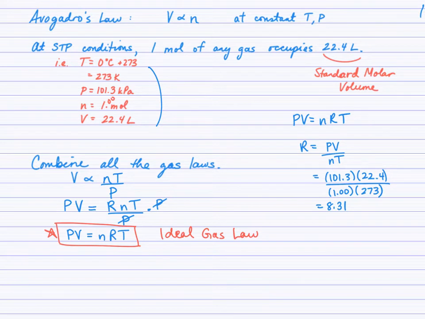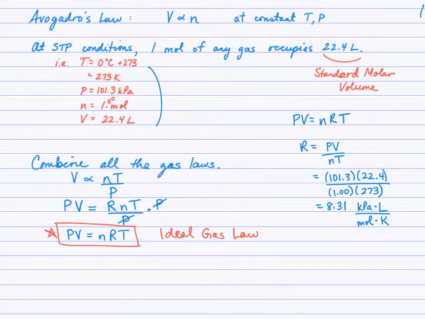Now let's check the units of that. So pressure was measured in kilopascals, volume 22.4 was measured in liters, the 1 was moles, and the 273 was Kelvin. And so here's the value of R, 8.31, when pressure, volume, and temperature are measured in these units. So we say R equals 8.31 kilopascal liter per mole Kelvin.